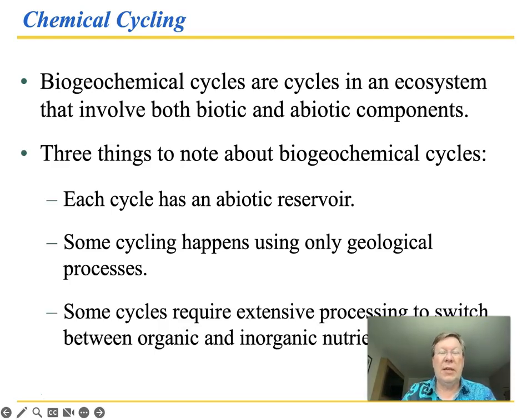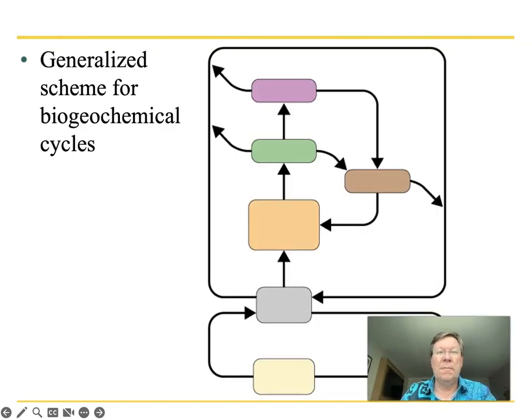Now, some of these cycles aren't very straightforward. Some of them require a lot of processing and a lot of energy so that you can switch between the biological, the organic components, and those that are in the rocks. Those would be the inorganic ones. And so it's very interesting how this works. So we have these two giant cycling things. We have this energy cycle, or the energy flow, and then we have the flow of chemicals.